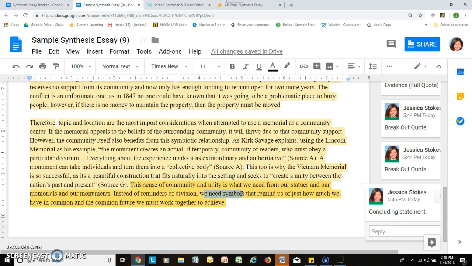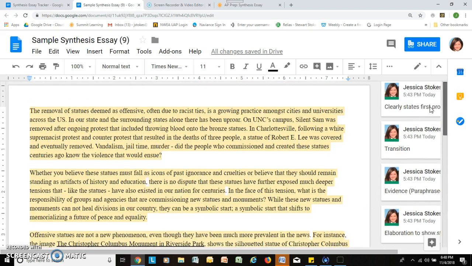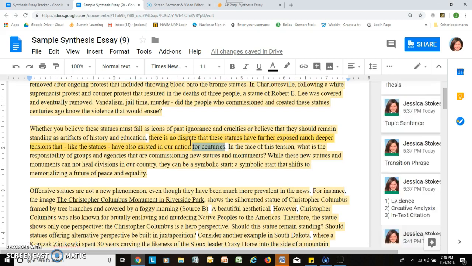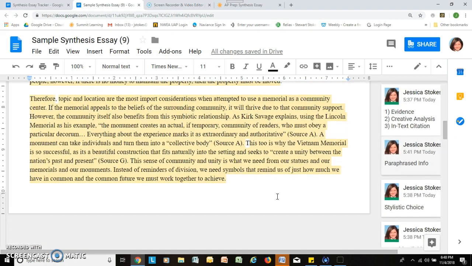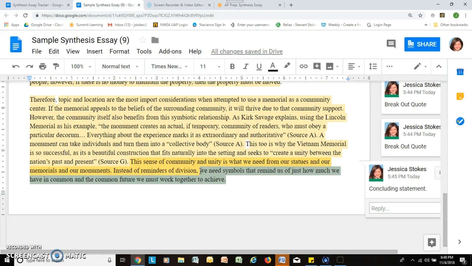So we can see that the students return to their thesis, but instead of just restating the thesis, which again is just going to throw away a sentence because it's something you've already written, they use the thesis to show what we have learned from reading their essay. We've learned that instead of these divisions that the essay opened up focusing on, we need symbols to remind us of just how much we have in common and the common future we must work together to achieve. And so this goes into their larger argument, because remember the larger argument they asked about was that there is no dispute that these statues are further exposed to much deeper tension. They talk about that tension here and ultimately how new monuments can help as a starting point to ease those tensions.